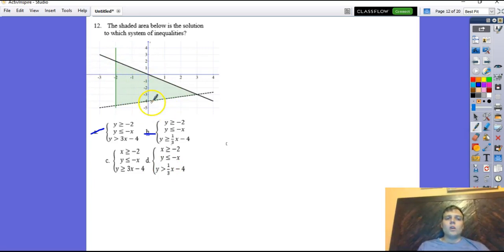I have 2 solids, 1 dotted. Which one gave me 2 solids and 1 dotted? C or D? D did, because it gave me solid, solid, dotted. Because remember, if it has the equal to bar, that means it's solid. So x being greater than or equal to negative 2 is solid.